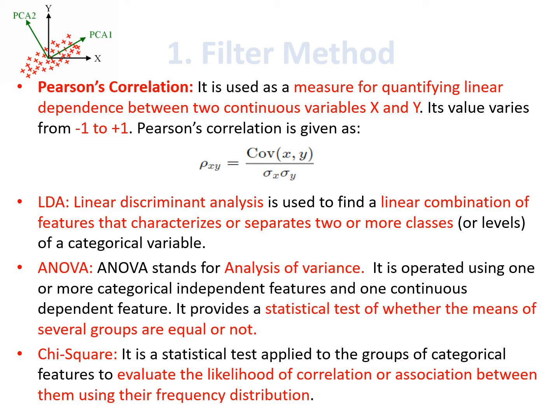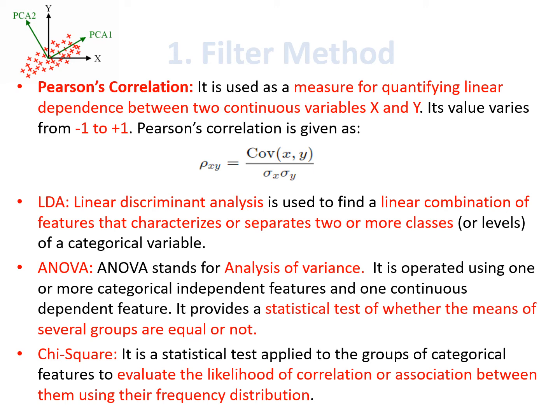Another important statistical measure is LDA, that is linear discriminant analysis. It is a linear combination of features that characterizes or separates two or more classes, and it can be used for categorical variables. ANOVA is another statistical measure which is used for feature selection, and it is termed as analysis of variance. It is a statistical test of whether the means of several groups are equal or not, and this is actually a testing measure.